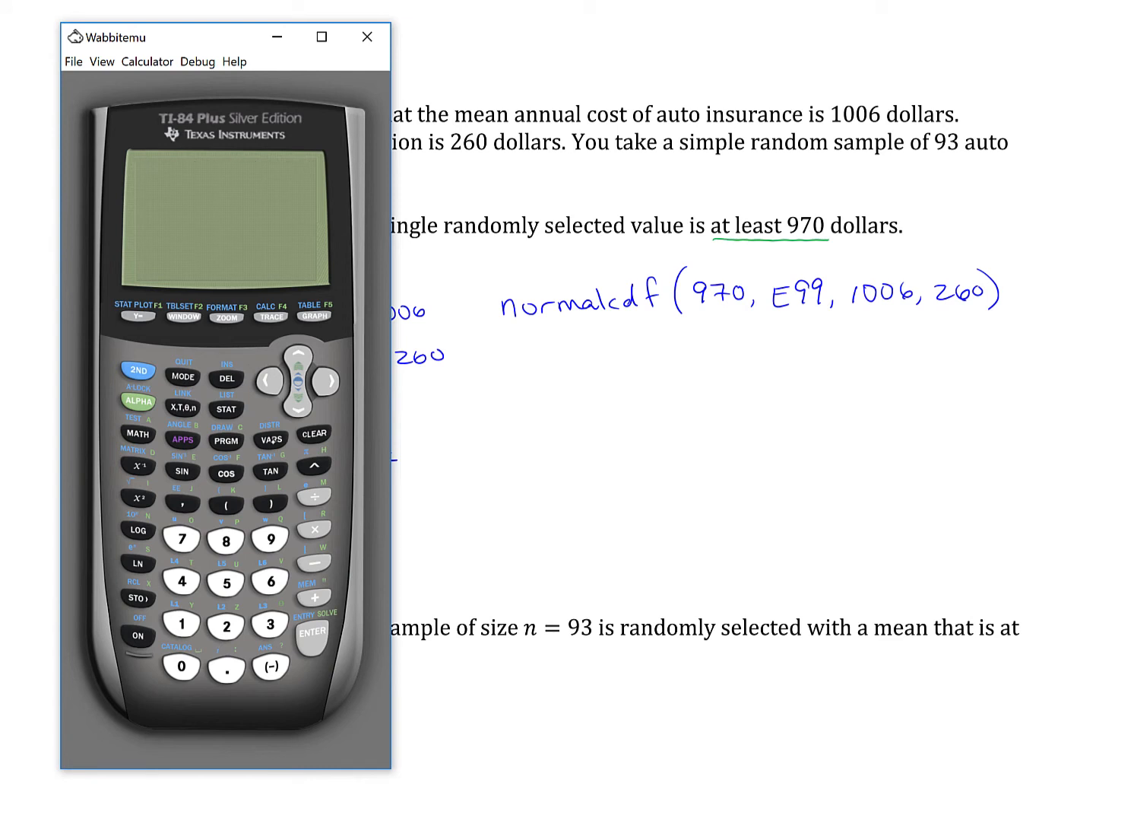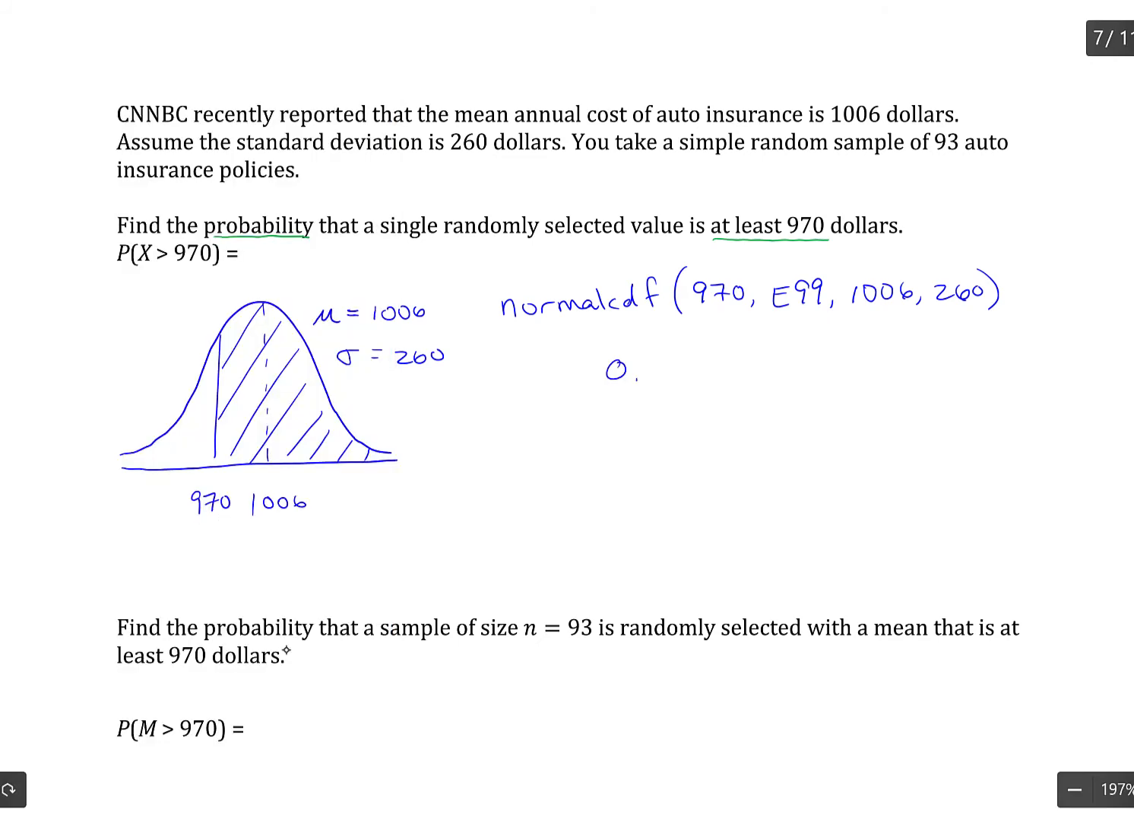Now, using the calculator to get my result, I can do second, distributions, normalcdf, and just type in the values as I see them. To get the E, you do second and comma, then put 99 after that, 1006, and 260. So that gives me 0.5551. So that's my probability there.